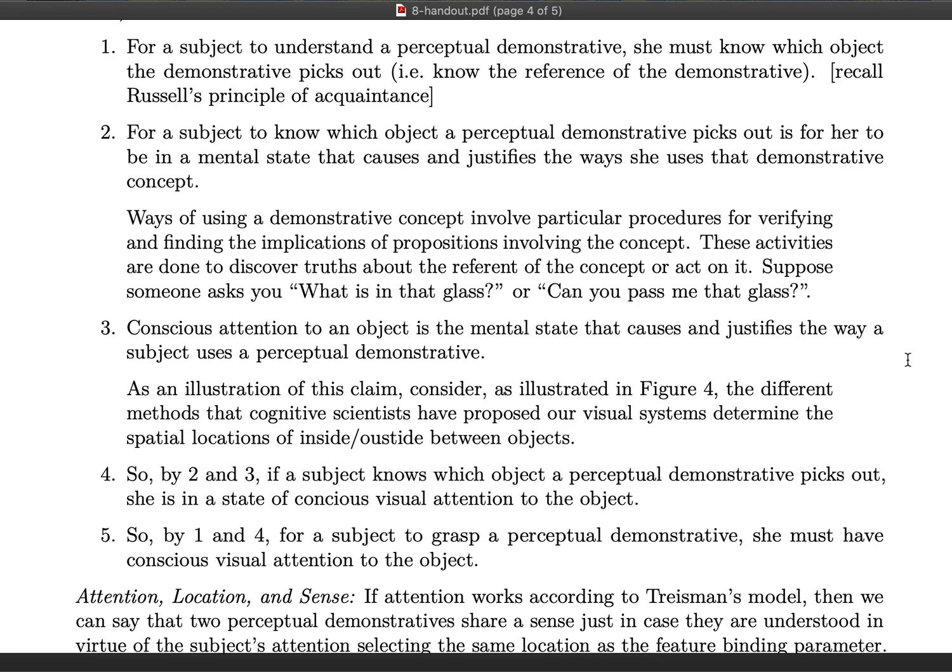Okay, so there are specific things you do in order to verify the answer to the question, what's in that glass, and they will be caused and justified by your grasp of the demonstrative of that glass. So the person asks you, what is in that glass? And in answering that question, in verifying an answer to it, you'll be deploying your understanding of the demonstrative of that glass. You'll attend to it, and on the basis of your attention to the object, you'll be able to discover, for instance, what's inside.